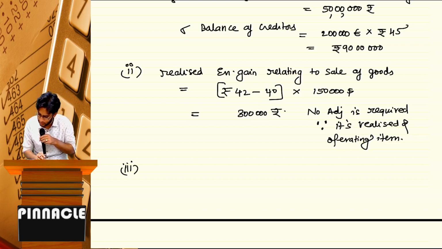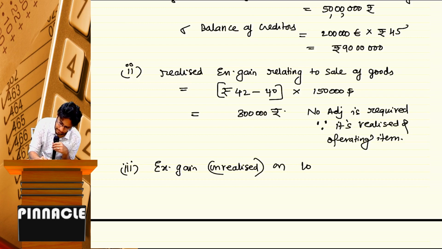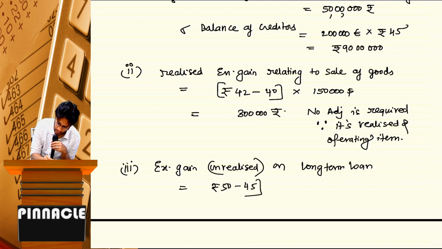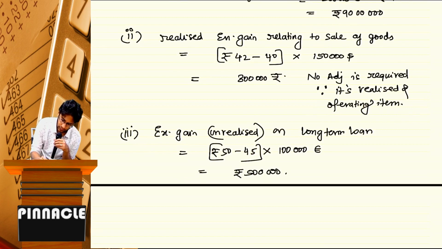Third point. Third point is loan related. Exchange gain unrealized on long-term loan is equal to ₹5 lakhs. To be adjusted.